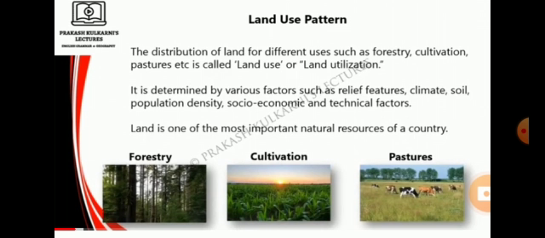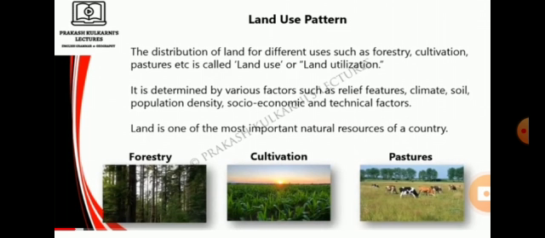This is the land that can be used to cultivate crops, about 42.42% of the area only. It is not distributed evenly all over the country. Which are the states where it is found? Punjab, Haryana, West Bengal, Uttar Pradesh and Kerala. Next we are going to study the forest area.